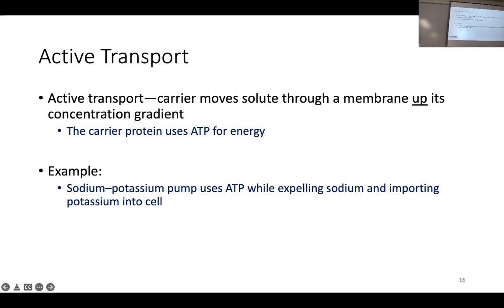So the idea of the sodium potassium pump is to get as much sodium outside the cell and as much potassium inside the cell, not as possible, but to create, well, I'll talk about that in a second. So the cell wants to get rid of sodium and bring in potassium, and both of those are going against their concentration gradient. So we'll go to the next slide before I go into this.